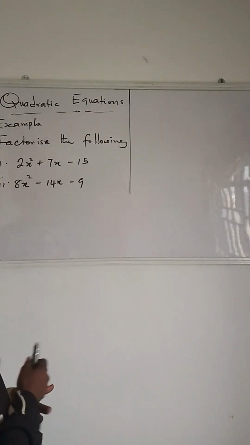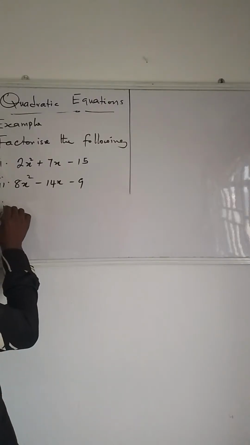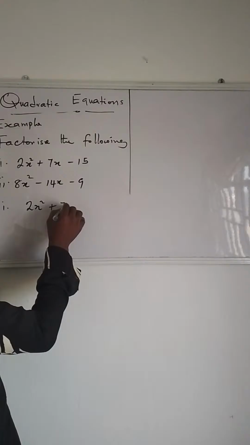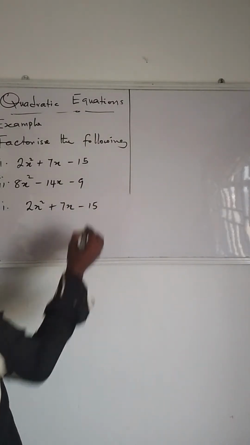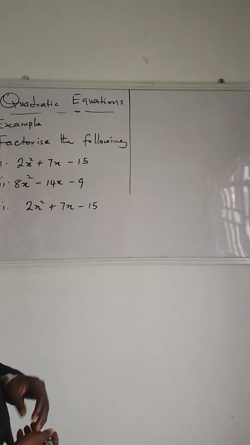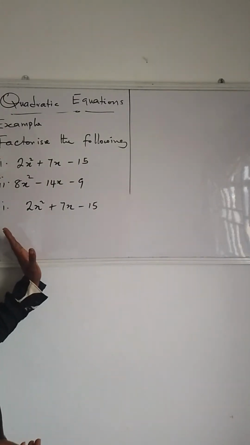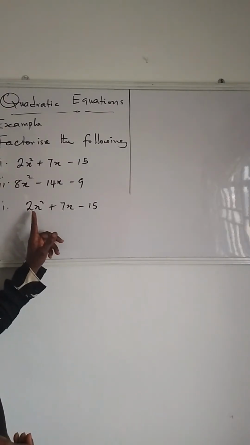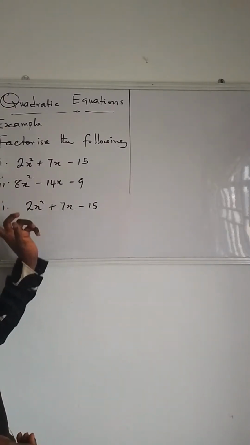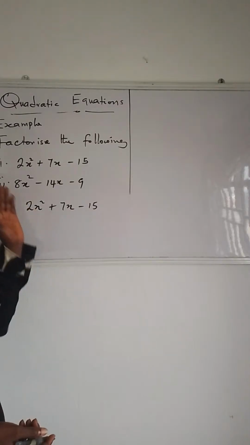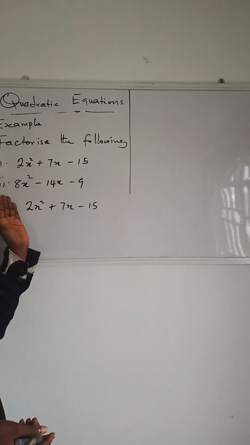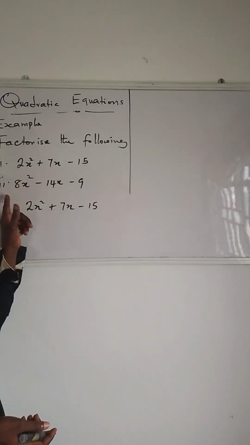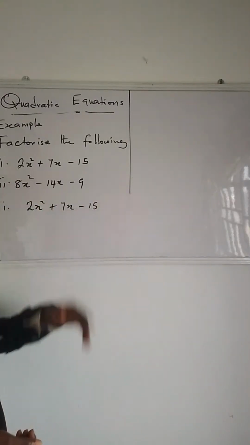All right, so the first one, we have 2x squared plus 7x minus 15. Now, you can see the difference between this one and the ones we have been doing. Now, the coefficient of x squared has been 1. All right, this time around now, look at the set of questions we have here. The coefficient is not 1, here it is 2. The coefficient of x squared here is what? 8. So how do we solve this type of problem?